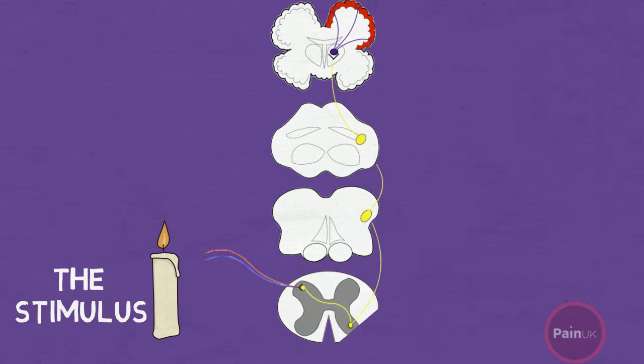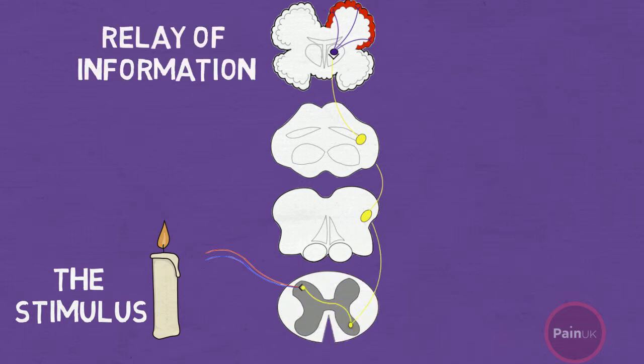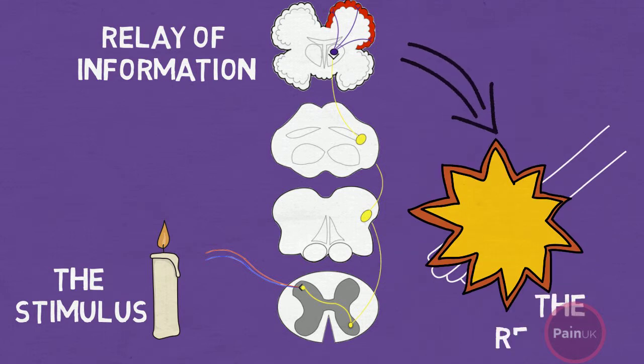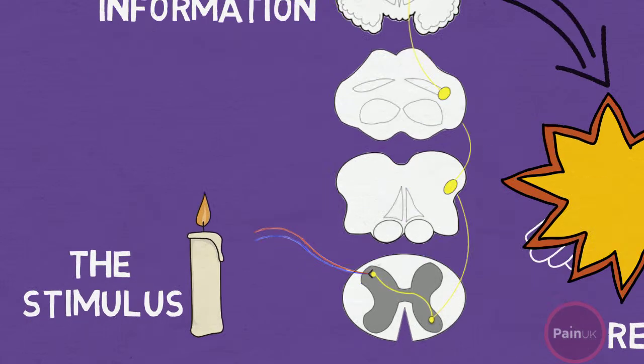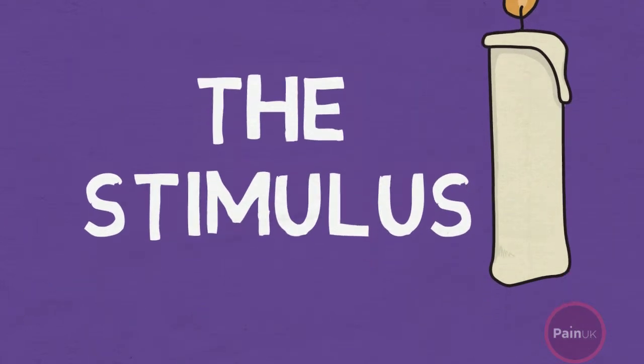Upon detection of the stimulus, information is relayed as a signal to the brain, whereby a response is then elicited, like removing the hand away from the flame of the candle. To begin, we will look at the stimulus.